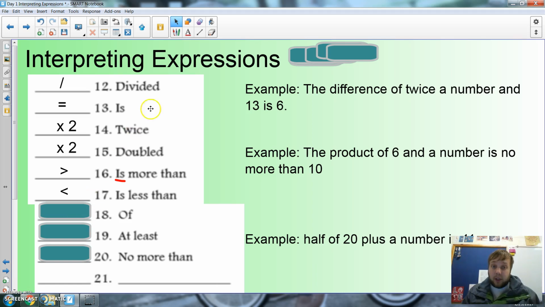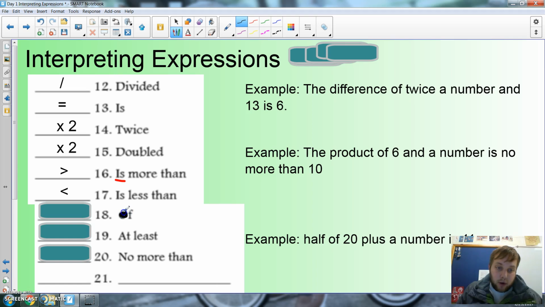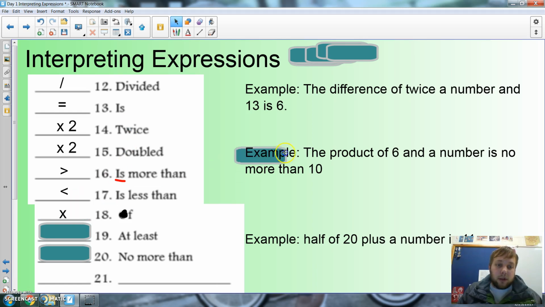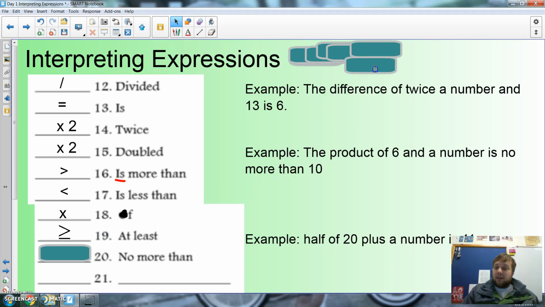Of. Here's one that I always remember. Of. If I filled in this O right here, what symbol is that? Of means to multiply. At least. What do you think that means? Well, it means greater than or equal to. You see it says least in there, but it means I ate at least 12 cookies.